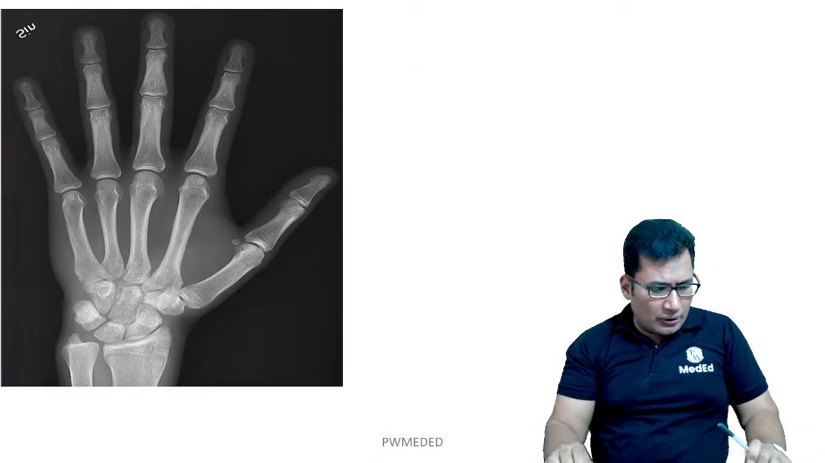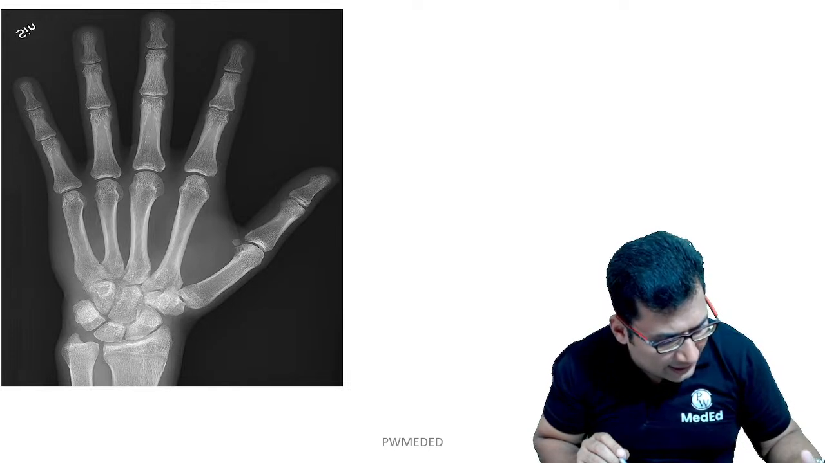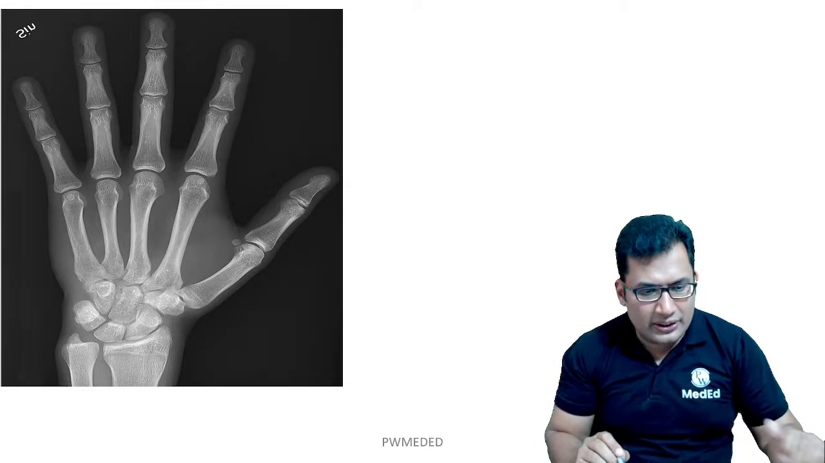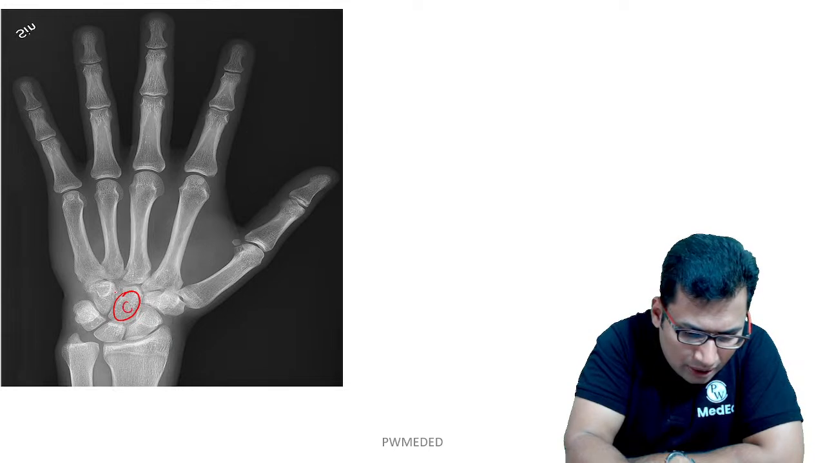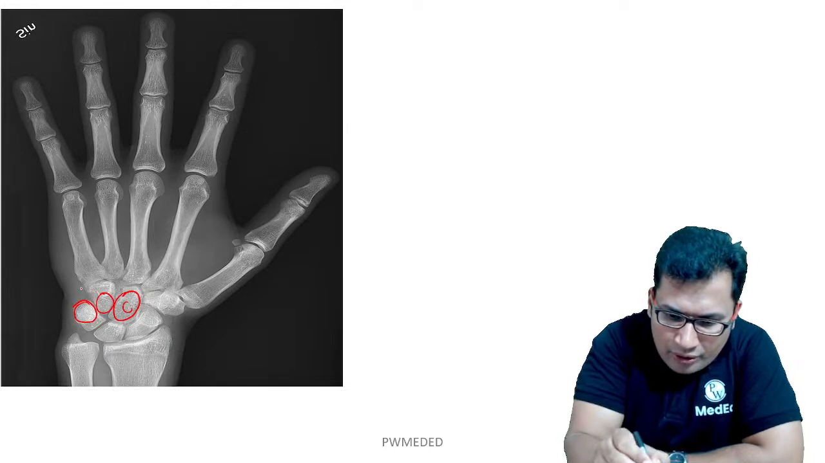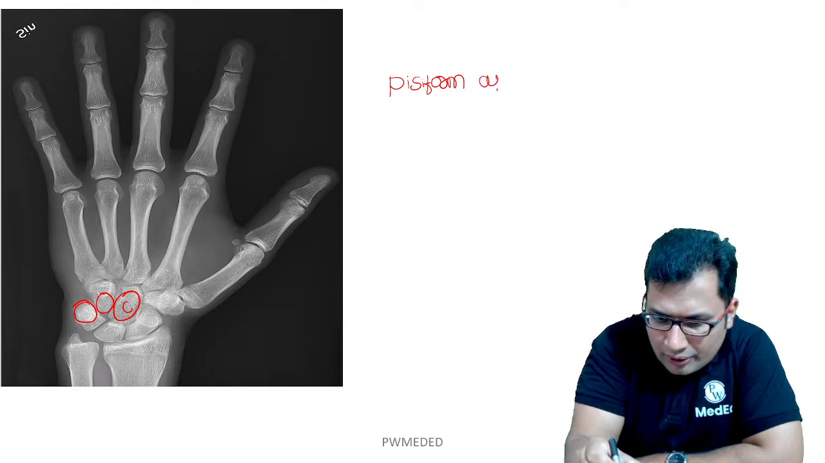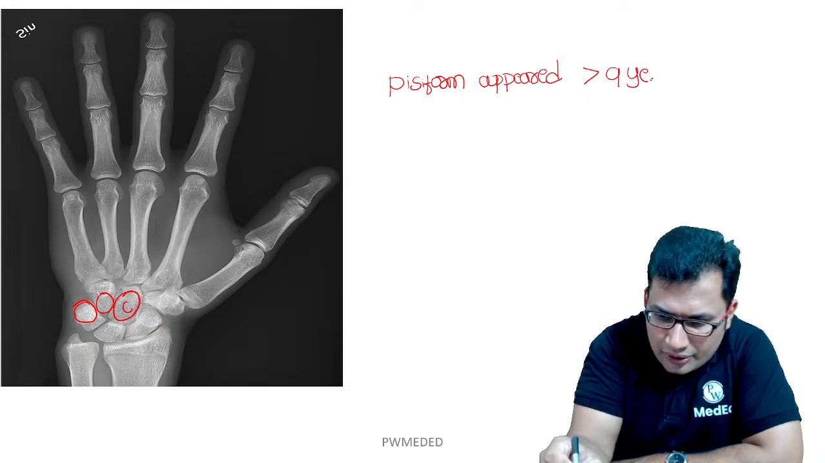Next, look at this now. What is the age of this X-ray? Come on, who can try this? See here, capitate is there. Hamate also appeared. Triquetral is also there. Pisiform is also there, it appeared here. That means it is more than 9 years.